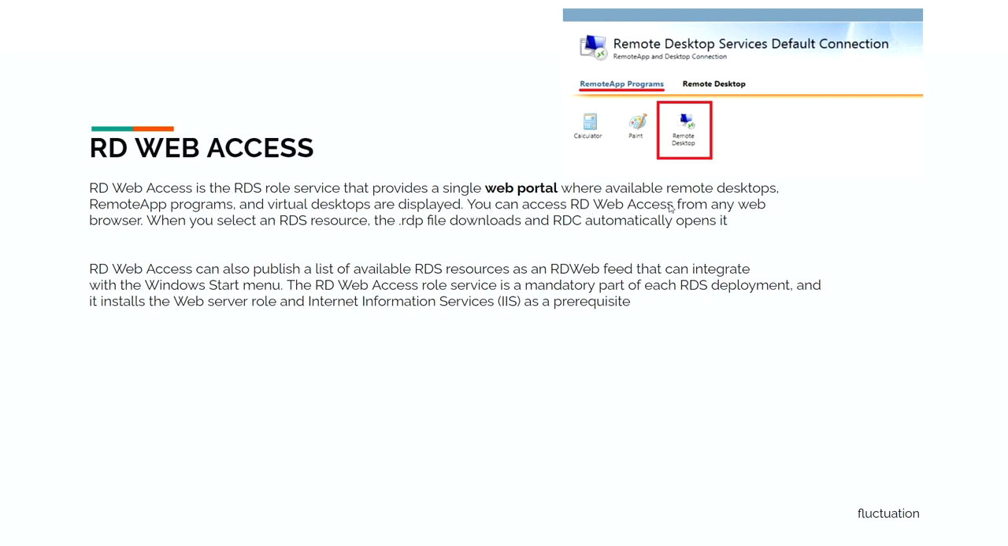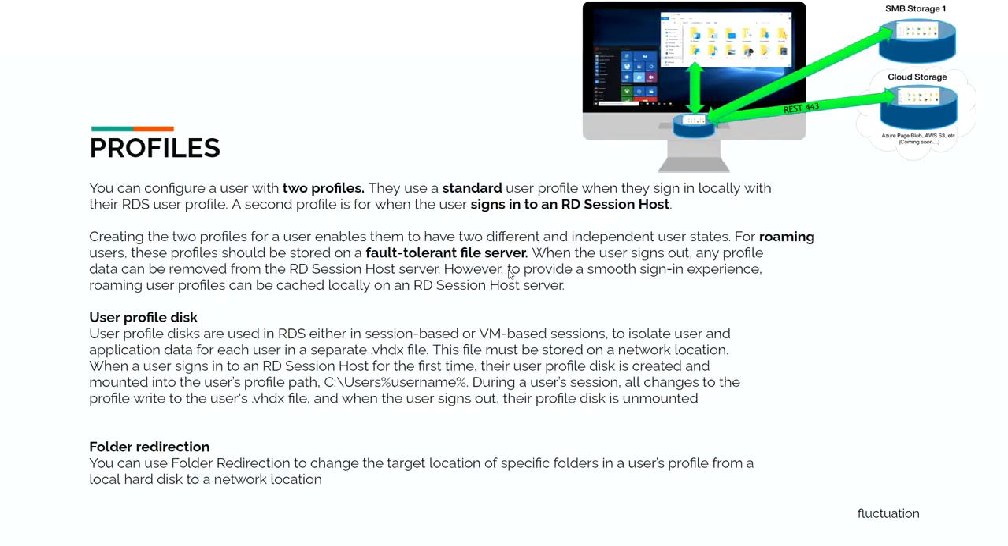You can access RD Web Access from any web browser. When you select RDS resources, the RDP file downloads and RDC automatically opens it. RD Web Access can also publish a list of available RDS resources and an RD Web Feed that can integrate with the Windows Start menu, so you can have all your applications in the Windows Start menu. Wow, that's nice. The RD Web Access role service is a mandatory part of each RDS deployment, and it installs the web server role and IIS as a prerequisite.